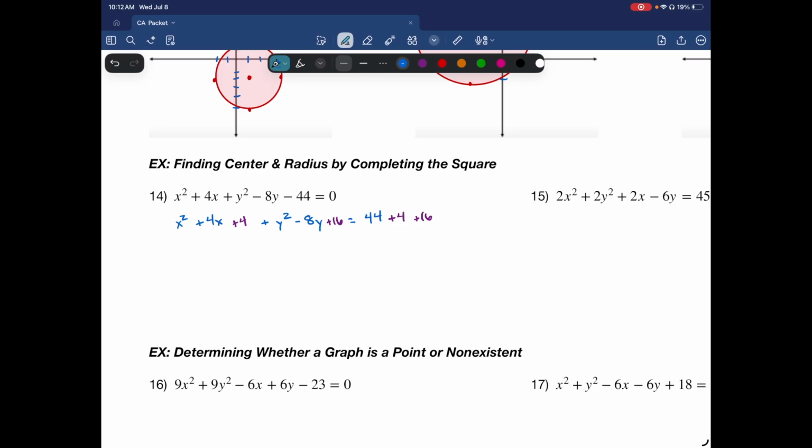All right, so it's going to be x plus 2 squared plus y minus 4 squared equals 44 and 16 is 60, 4 is 64. So my center is going to be negative 2, 4. The radius is square root of 64, which is 8.